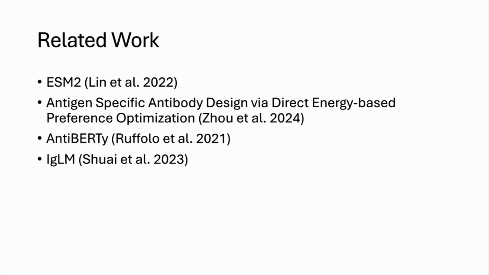So in related work, we have ESM2, which is an encoder-only model designed to process input proteins and extract rich embeddings for downstream tasks. ESM3, on the other hand, extends its capabilities by incorporating decoder functionalities, enabling tasks like sequence generation and structure prediction, which are crucial for antibody design.